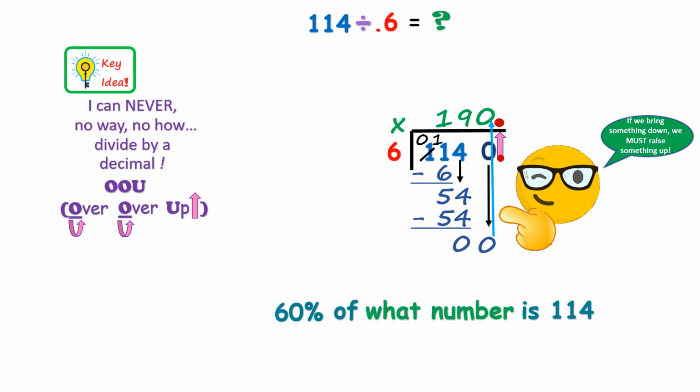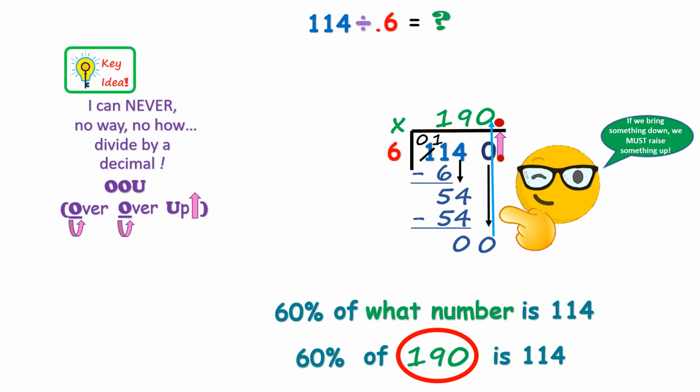So what we're finding, going all the way back to that first page question, it was 60% of what number is 114? Well, what we're finding is that 60% of 190 is 114. So 190 is our final answer for that question.